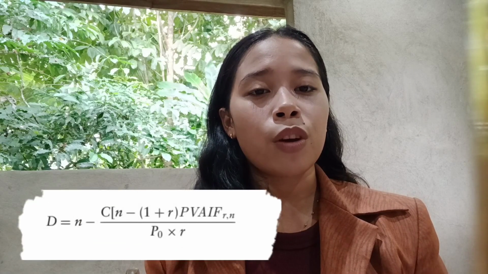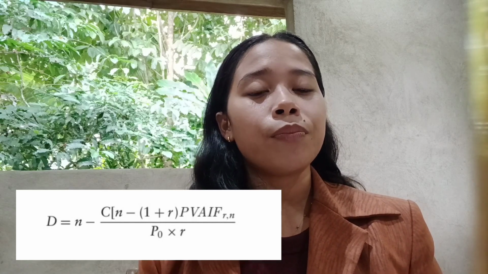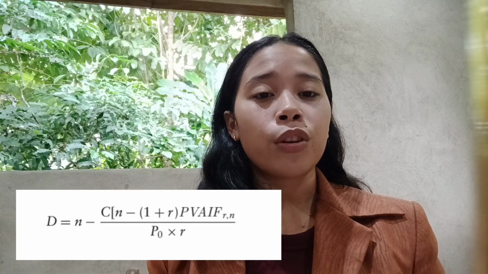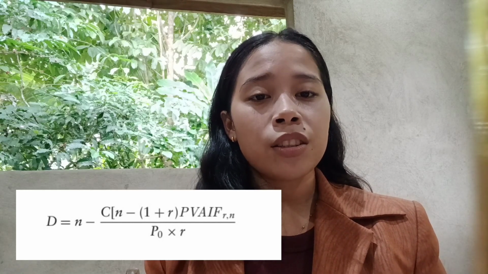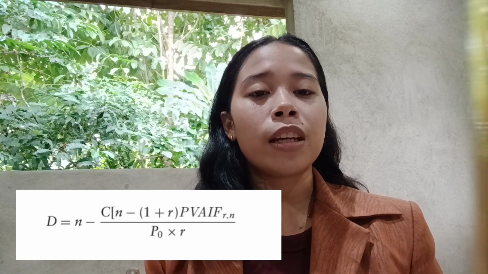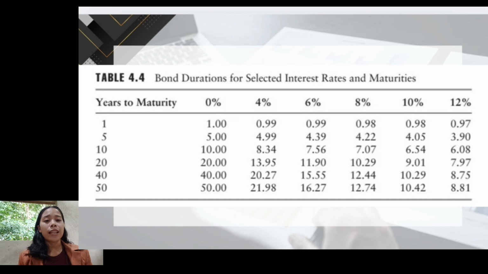or financial assets. For example, the duration of bonds can be approximated by the following equation, where D is duration in years, C is annual income from bonds, n is number of years to maturity, R is rate of return or yield to maturity, P0 is current market price of the bond, while PVF(R,n) is the present value of an annuity interest factor at a certain rate R for n years. Now take a look at Table 4.4, bond durations for selected interest rates and maturities.